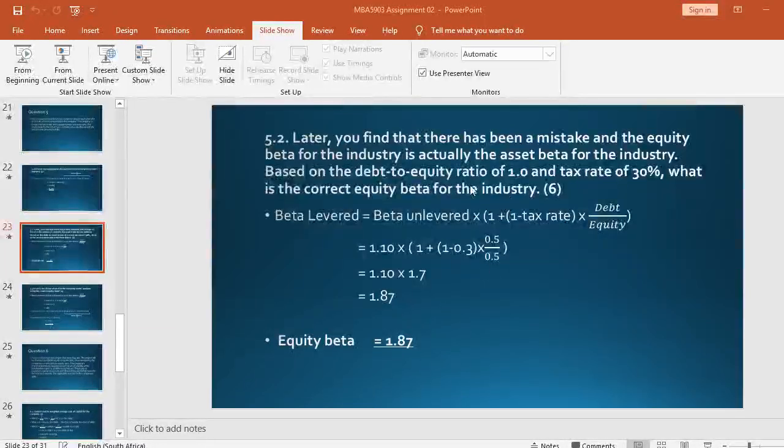All right. And then we're now going to just multiply everything, because it's like putting everything where it's supposed to be. Unlevered was given as 1.10. So that's what we have there. Multiplied by 1 plus 1 minus 0.3. Remember, 0.3 was our tax rate, multiplied by 0.5, which is our debt, and 0.5, which is our equity. Or because you're already given a debt to equity ratio of 1, you just put it as 1 here. It's one and the same thing.